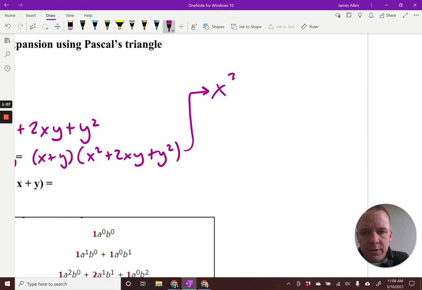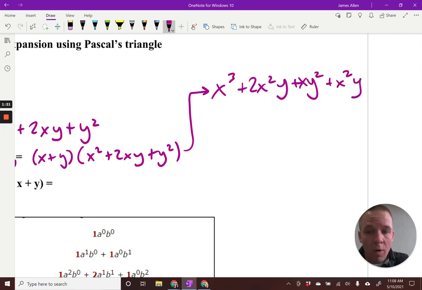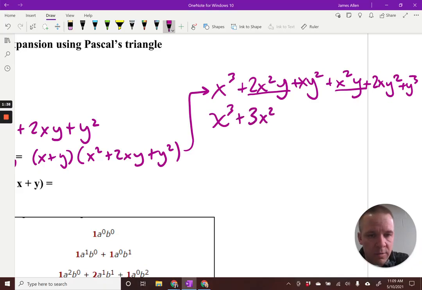So I'm going to have x cubed plus 2x squared y plus xy squared. And now I'll distribute the y. So plus x squared y plus 2xy squared plus y cubed. So let's see if we got some like terms here. We've got those two. So I'm going to have x cubed plus 3x squared y.